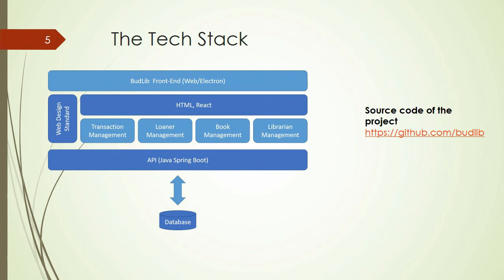So what is our tech stack? Let's see our high-level design of the BudLib library system as shown in front of you right now. We can divide our platform into three components, namely our database, backend API, and front end. For the database, we have chosen SQL. For the API, we have chosen Java Spring Boot, and for the front end, we have chosen React, where for the desktop front end we will be using Electron to deploy it to the different operating systems.